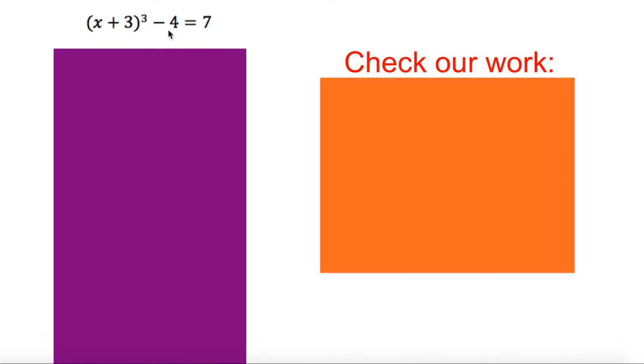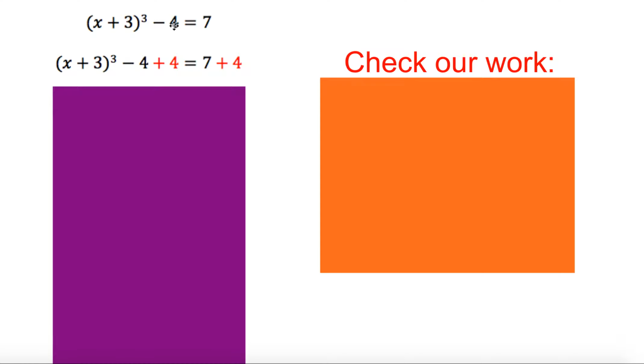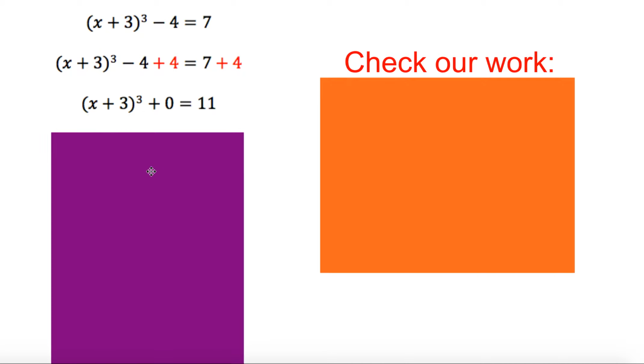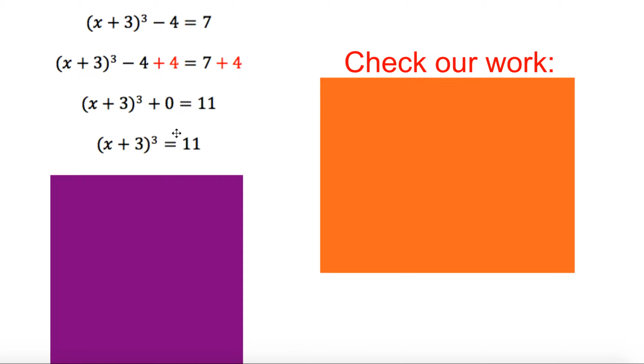Well, in order to get rid of a negative 4, we want to make a 0 pair because we aren't getting rid of it. We're just trying to change different values. So in order to create a 0 pair, we're going to add the opposite. Our property of equality, we know what we do to one side, we also do to the other. So I added 4 to both sides. Negative 4 and a positive 4 are opposite, so we're going to create our 0 pair. And so we now have the quantity of x plus 3 cubed plus 0 is equal to 11. Well, we know from our identity property that anything plus 0 is itself, and so we could just rewrite this as the quantity of x plus 3 cubed is equal to 11.